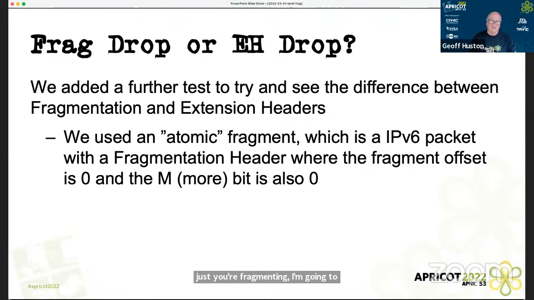Good question. Why don't we try an atomic fragment? Now, an atomic fragment is a v6 packet with a fragmentation header, but the offset is 0 and the more bit's 0. So in other words, it's just a filler. The entire packet is there. It's just got a null fragmentation header.